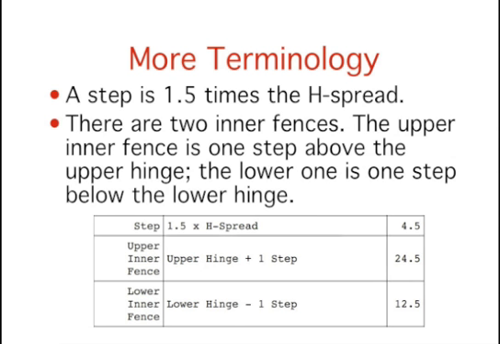For the women, a step is 1.5 times the h-spread of 3 and equals 4.5. Recall that the upper hinge is 20. Therefore, the upper inner fence is 20 plus 4.5, which equals 24.5. The lower hinge is 17. Therefore, the lower inner fence is 17 minus 4.5, equaling 12.5.